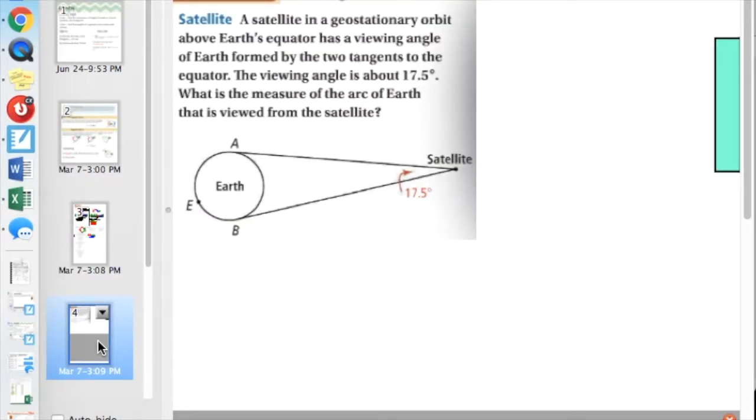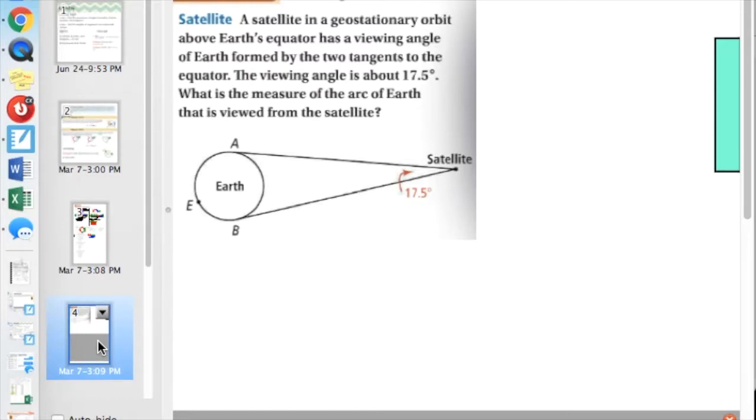So let's make it a word problem here. A satellite in a geostationary orbit above Earth's equator has a viewing angle of Earth formed by 2 tangents to the equator. The viewing angle is about 17.5 degrees. What is the measure of the arc of Earth that is viewed from the satellite?